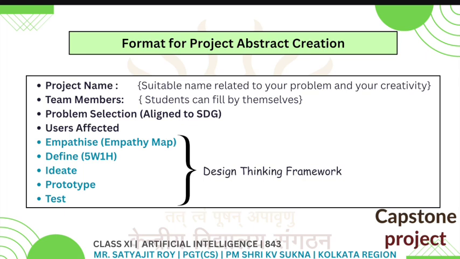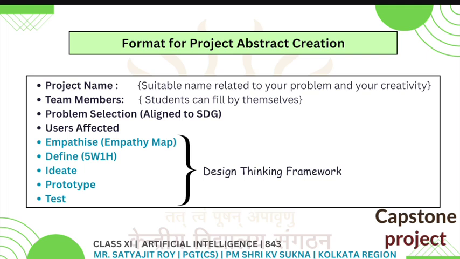Then this next one is very important, that is the problem selection, and the problem selection should be aligned to an SDG as we have studied in the last video, right? It should achieve at least one of the goals of sustainable development, right? Then the next one is users affected. You will define all of the users that are affected by the problem, and then you will implement your project using the design thinking framework.